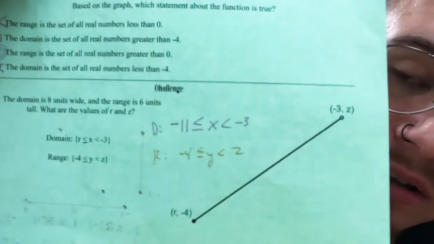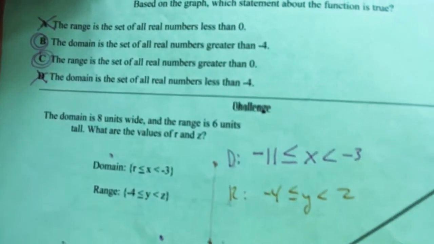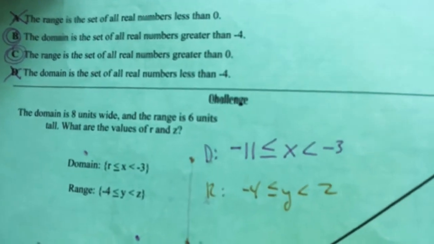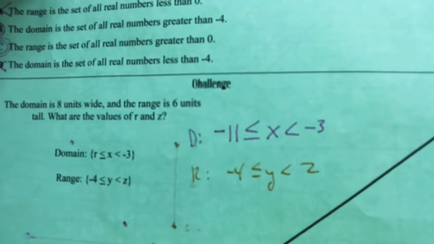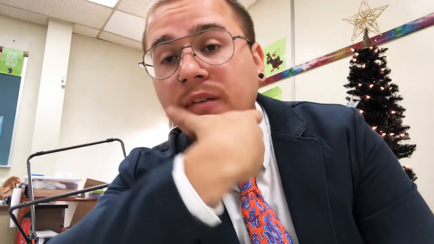On the bottom, you have a little challenge. And this just requires you to read and apply some math. So you know how big the domain is, and you know how big the range is. You just have to apply that to the numbers that exist. So that's our first domain and range sheet from last week. If you have any questions, let me know.